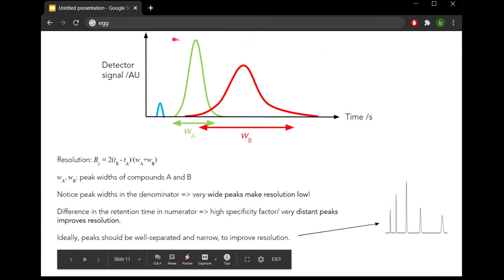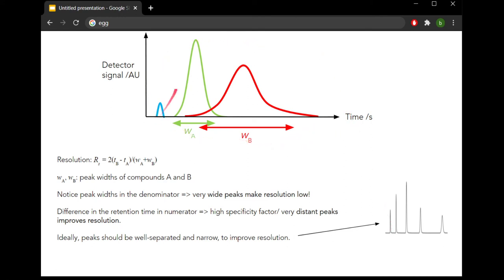Now, if we look at the example at the top of the screen with the green and red peak, we see that although it's very clear that this is a green peak and this is a red peak, what if those peaks are overlapping? What if we move them a bit closer together? How would you tell which part of the peak belongs to which? That's the main challenge of resolution. We want to separate these compounds as well as possible, which is the ultimate goal of any separation in analytical chemistry.